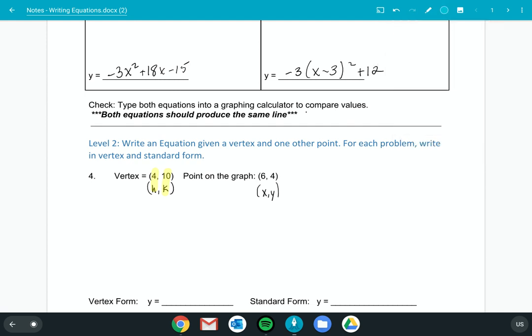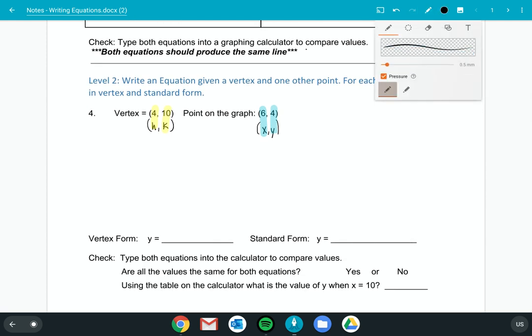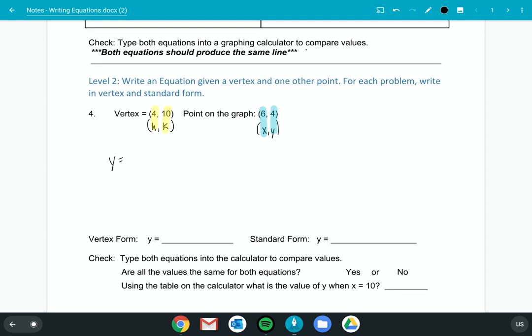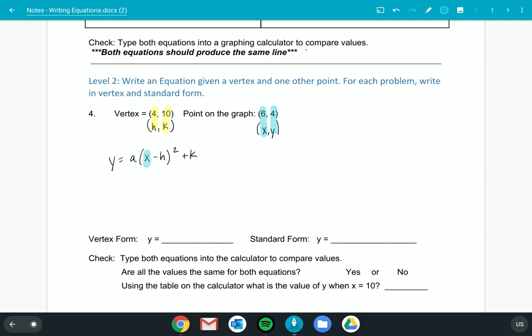So I'm going to use that information and actually substitute them into the vertex form. Keeping in mind that my vertex form, like we talked about above, is y equals a times x minus h squared plus k. Think about what we have so far and what we can substitute. I have an x value, which is 6. I have a y value, which was 4. I have an h value, which is also 4, and a k value, which is 10.